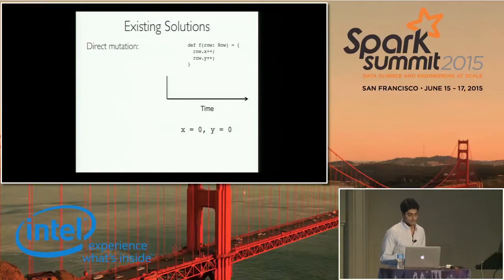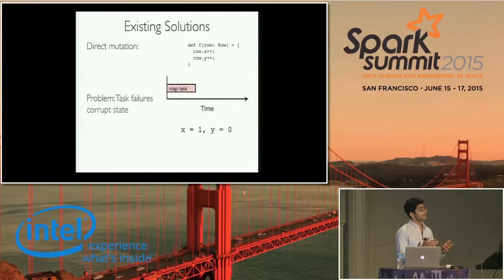So here's an example where there's this task, the function on the top that increments x and y. It's just a toy example. And then if it runs partially and then fails, then it could manage to increment x but not y. And then that leaves this mutable state on the bottom inconsistent even after retries.